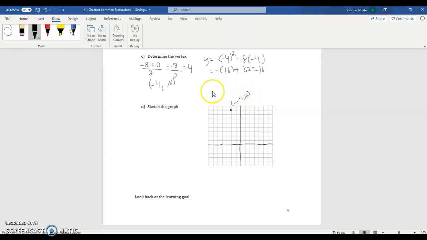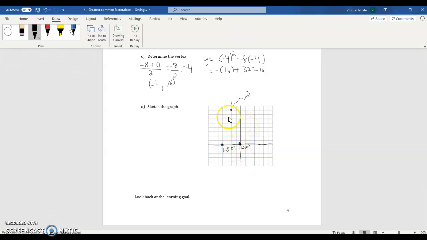And my zeros were 0 and negative 8. So here I have 0, 0. And then, negative 8. So negative 2, negative 4, negative 6. Here we go. So I'm just going to write those points down there. So this is 0, 0. And this over here was negative 8, 0. We also know this is the y-intercept as well from the standard form.